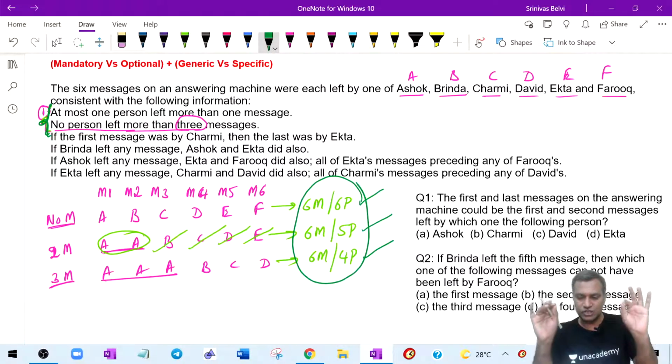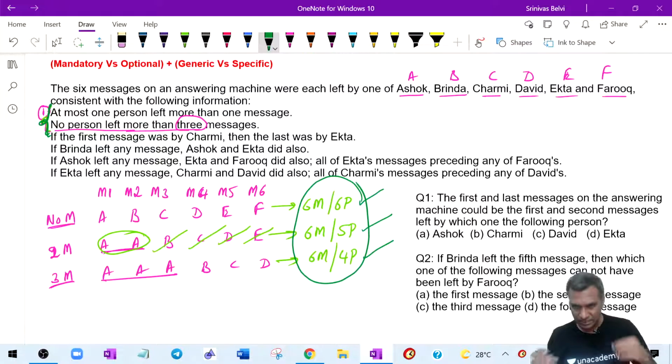But the point is, the moment you read the first 2 statements, this is the message you should be getting. 6 messages can be dropped by 6 different people, or because of 5 different people, or just because of 4 different people. All right, that is the message there. Okay, the first 2 statements are clear. Everyone, can you give a quick confirmation that the first two statements are clear to us?